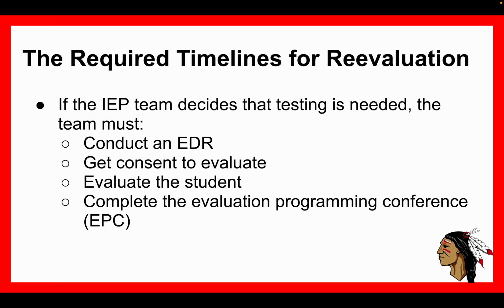Let's start with the path where testing is needed. There are 4 steps. You're going to conduct an existing data review to determine if testing is needed and what testing is needed. You're going to obtain consent from the parent or guardian to evaluate the student. Then you're going to conduct the evaluation. This can include testing, observations, and collecting any other data that the team decided was needed. Once you have had the evaluation, you're going to hold an evaluation programming conference, or an EPC, where the results are going to be reviewed and discussed with the committee.